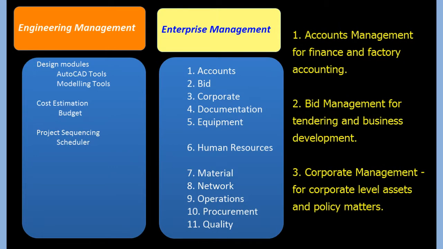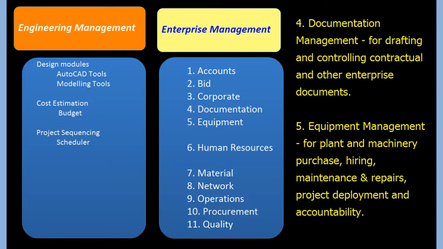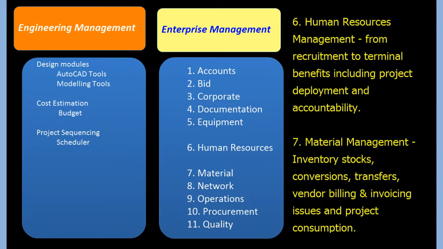Accounts management for finance and factory accounting. 2. Bid management for tendering and business development. 3. Corporate management, for corporate-level assets and policy matters. 4. Documentation management, for drafting and controlling contractual and other enterprise documents. 5. Equipment management, for plant and machinery purchase, hiring, maintenance and repairs, project deployment and accountability. 6. Human resources management, from recruitment to terminal benefits including project deployment and accountability.